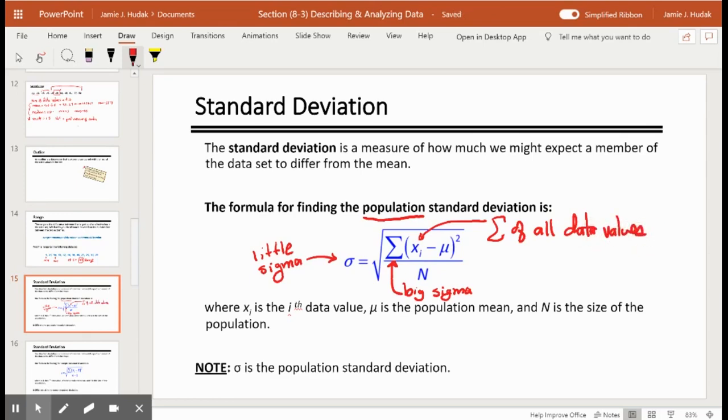So x1, x2, x3, all of those. And then n is the number of data points or the size of the population. Again, I'm putting a note at the bottom to say that little sigma is the population standard deviation.